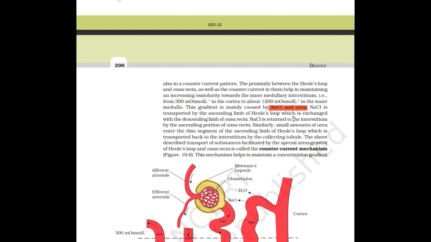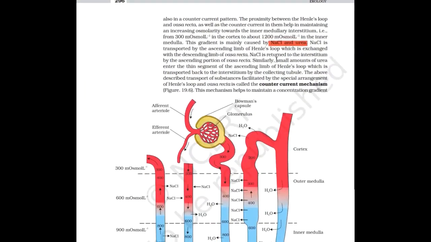NaCl is transported by the ascending limb of Henle's loop, which is exchanged with the descending limb of vasa recta. NaCl is returned to the interstitium by the ascending portion of vasa recta. Similarly, a small amount of urea enters the thin segment of the ascending limb of Henle's loop, which is transported back to the interstitium by the collecting tubules.